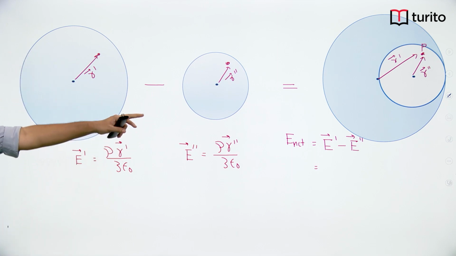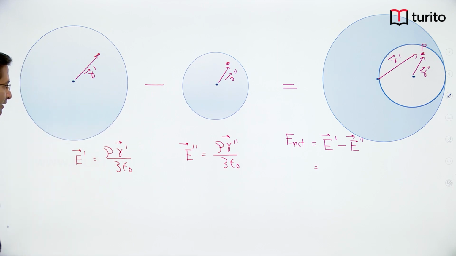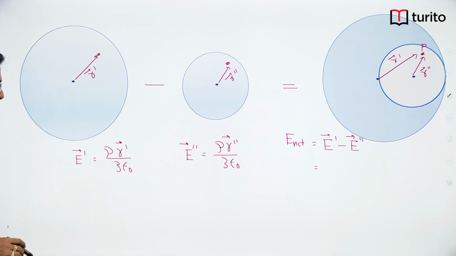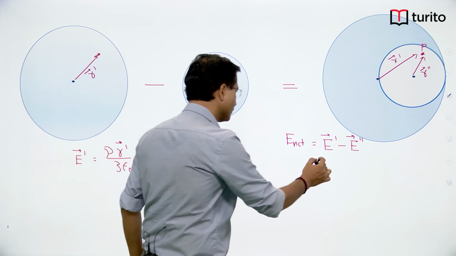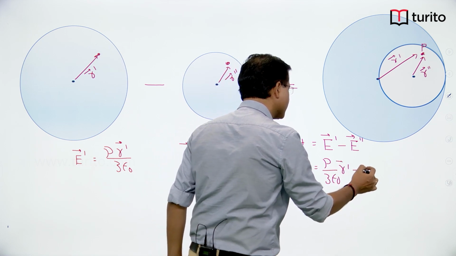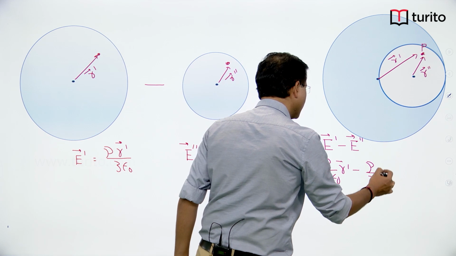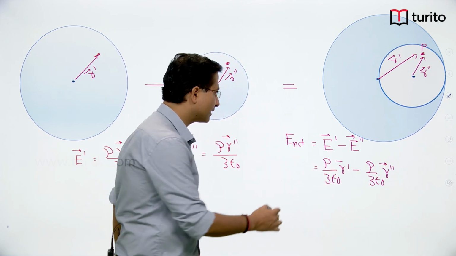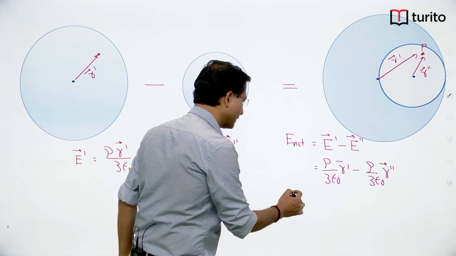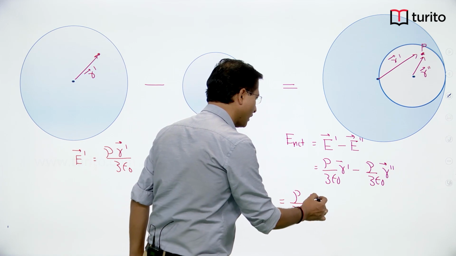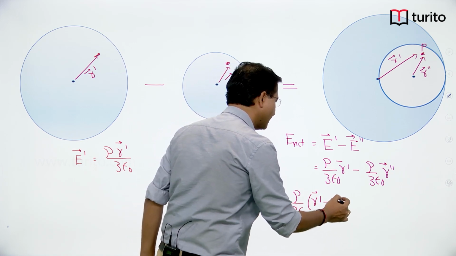So, I will substitute both the values there. You can see that rho upon 3 epsilon naught, rho upon 3 epsilon naught, both are the same. Okay, let us first write rho upon 3 epsilon naught r prime vector minus rho upon 3 epsilon naught r double prime vector. Now, these two terms are the same, I can take them out. So, I can write rho upon 3 epsilon naught times r prime minus r double prime.